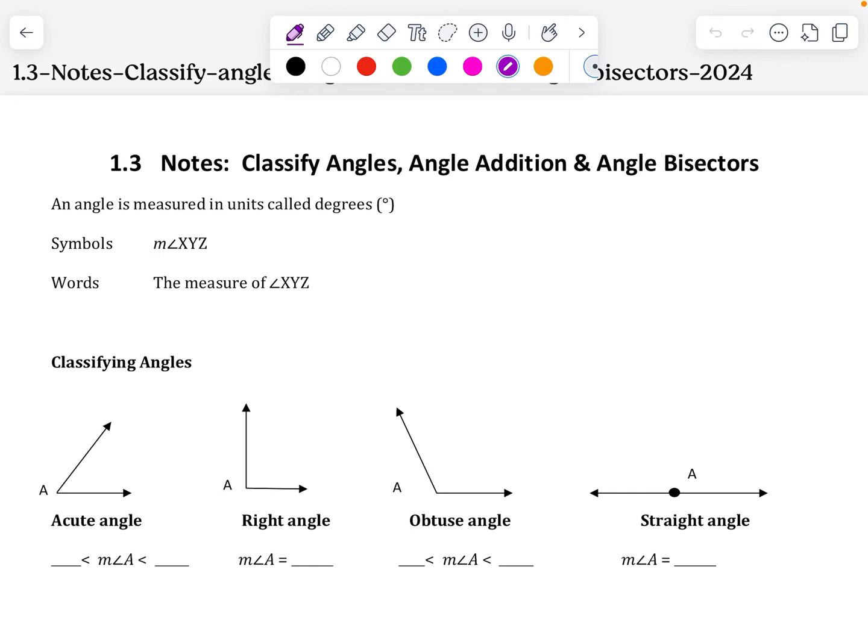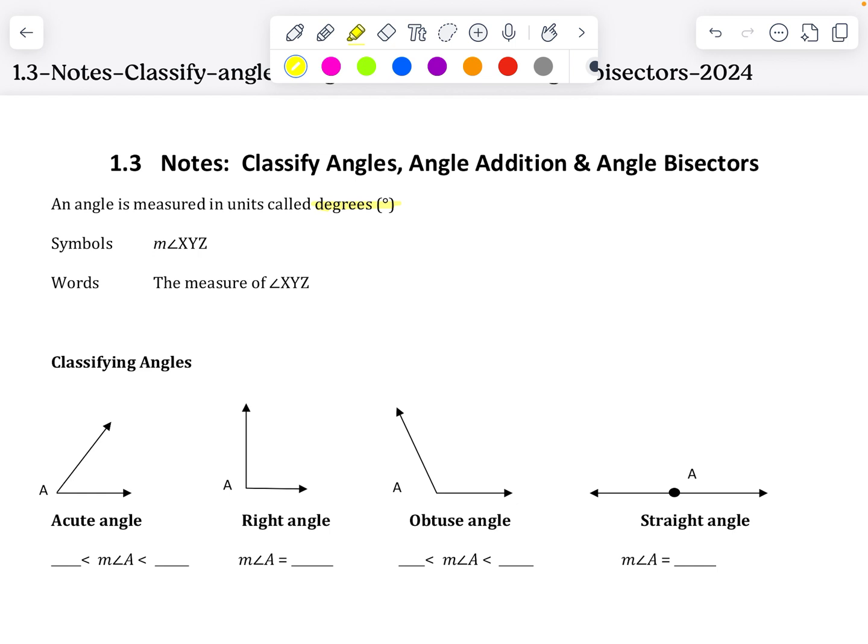In section 1.2, we talked about measuring line segments, and in section 1.3, we're going to talk about measuring angles. One of the things that makes angles different than line segments is the units of measurement. With segments, it could have been inches or centimeters or millimeters, feet, miles. But with an angle, it's always degrees. So our measurement will always be done in degrees, and you would use a protractor to measure an angle.